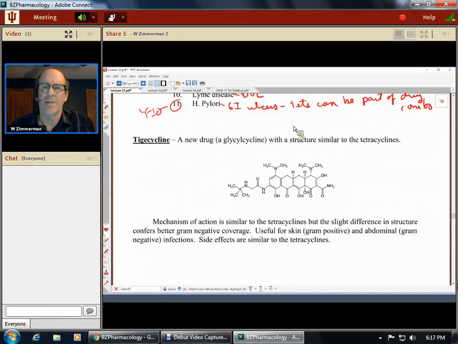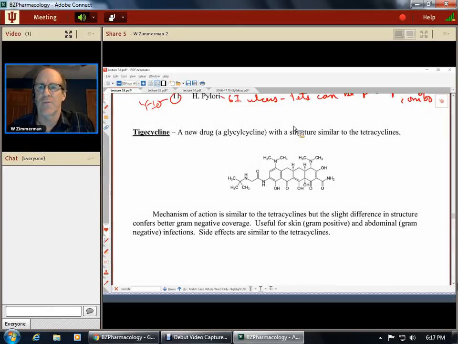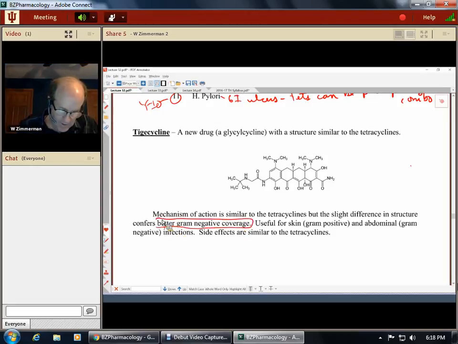Tigecycline is a new one. I mean, it's new as in the last 5 years. Structure very similar to tetracyclines when we look at those 4 rings. Its action is very similar to tetracyclines, but slightly different. Structure gives it better gram-negative coverage. So it gets gram-positive, but it'll get more of the gram-negative infections. So I'm seeing some use of it yet, still, but it's timing. We'll see what happens.